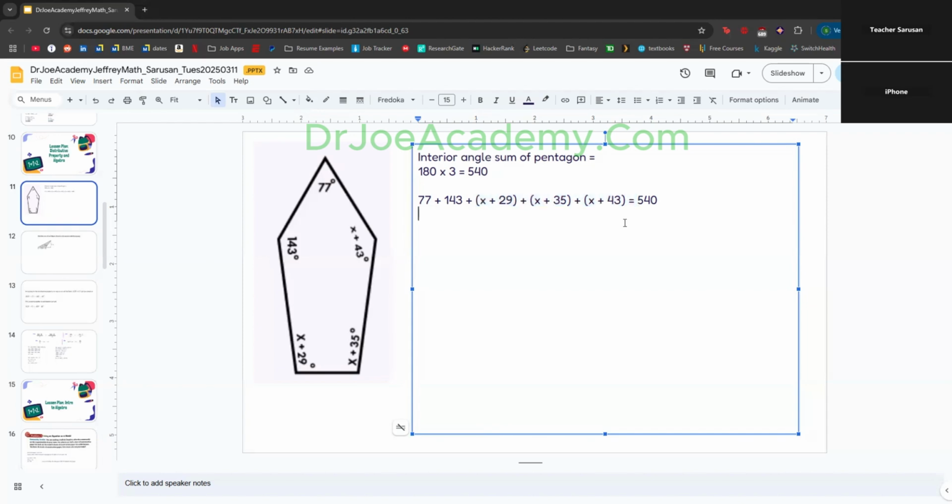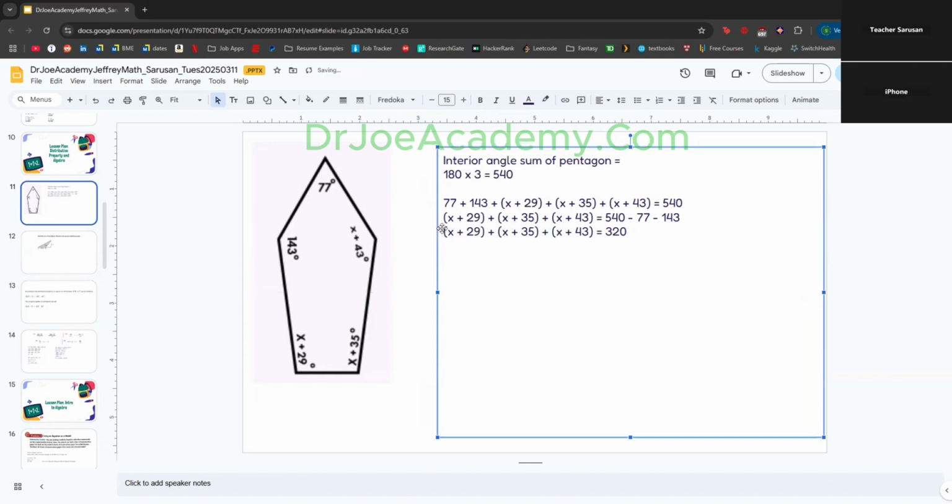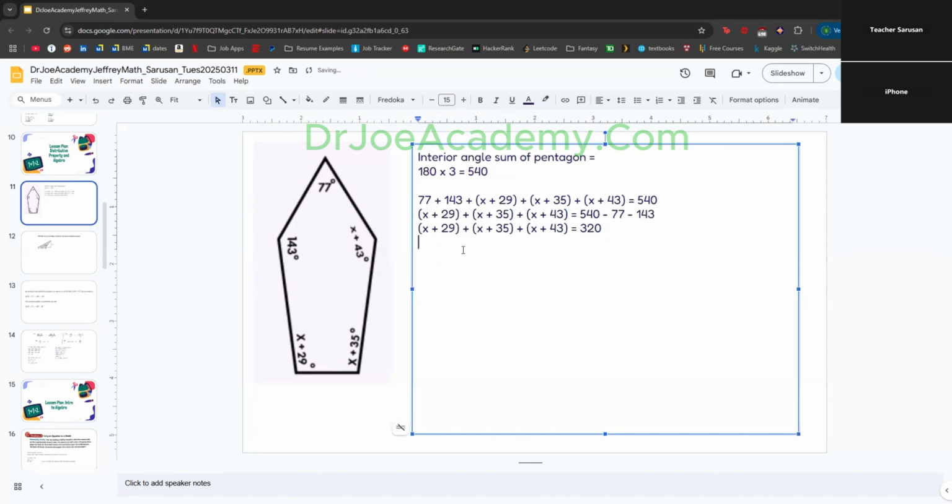All right. Excellent. So let me just put this guy over here. 540 minus 77 minus 143. Let's just figure out the right side first, make it easy for ourselves. What is the right side going to equal? 320. Excellent. 320. Now we got to play around with the left side. How do we simplify that left side? All these brackets and x's. How do we simplify that?